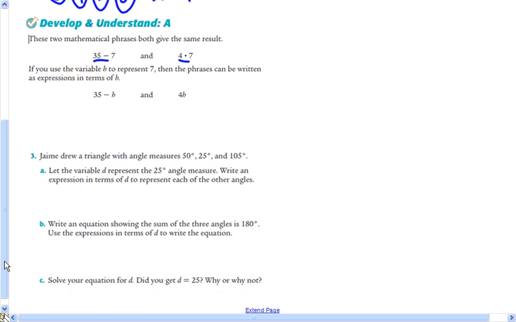It says Jamie drew a triangle with angle measures 50, 25, and 105. So that's an obtuse triangle, so it might look something like this. The biggest angle is 105, and the other two angles are 25 and 50. It says let the variable d represent the 25-degree angle measure. So instead of 25, we're just going to put d there. But remember, we know that's a 25-degree angle. And write expressions in terms of d to represent each of the other angles.